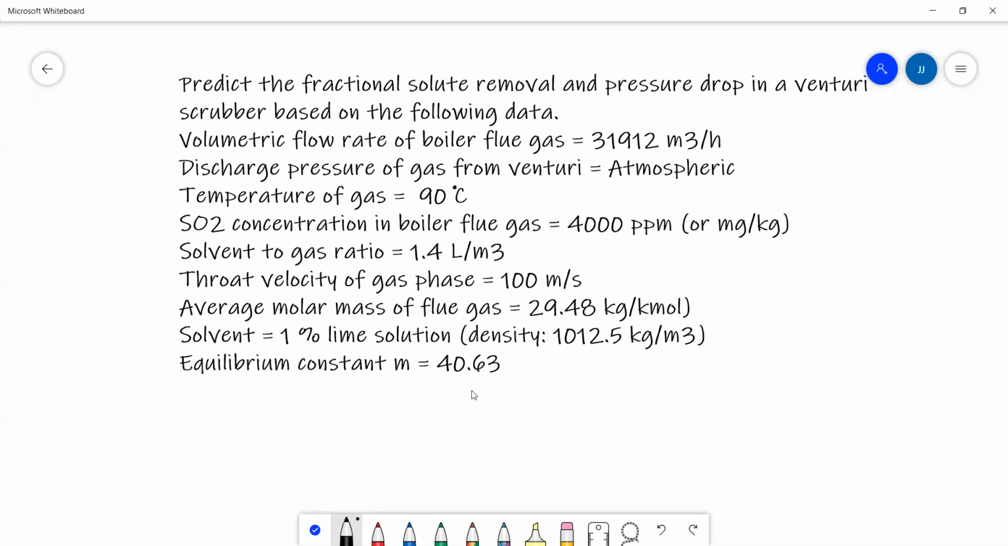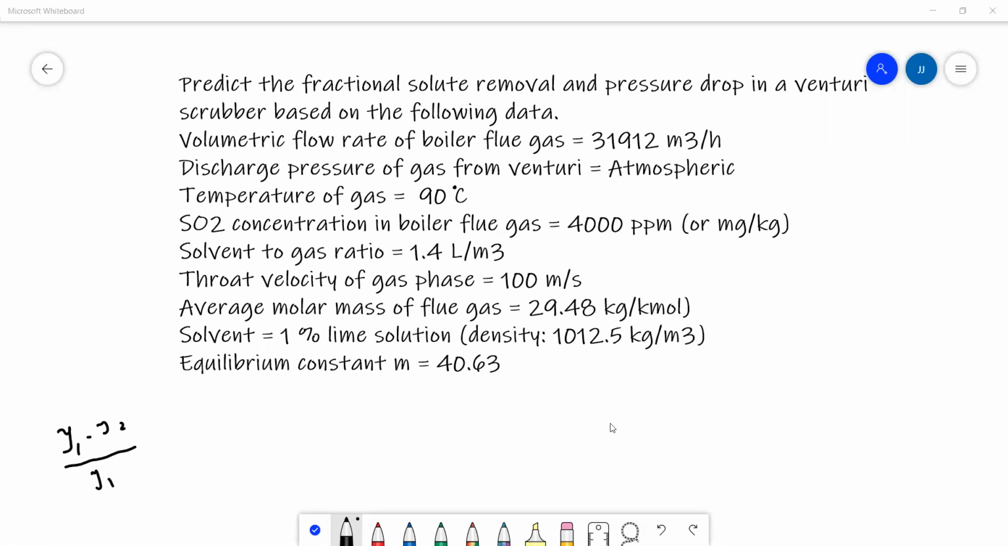So we have to determine the fractional solute removal, and we know that fractional solute removal is Y1 minus Y2 divided by Y1. And we also have to determine what is the pressure drop in this system, or in the Venturi.